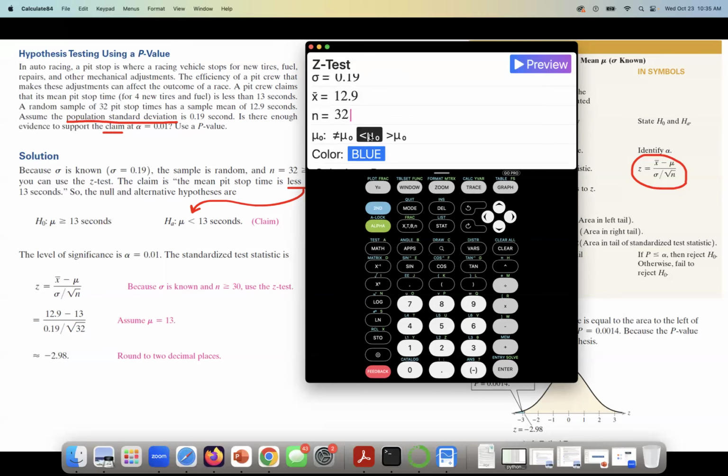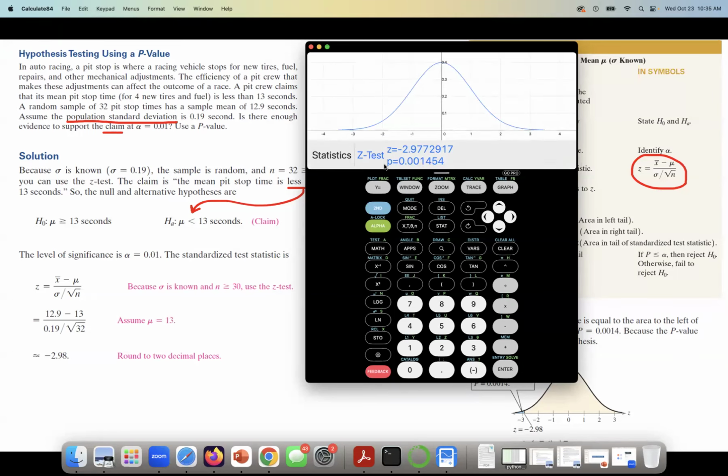Since it's a left-tail test, you click on left-tailed and then go down here and do the calculation. If you click on draw, it basically graphs it for you. The graph is located on the left-hand side. This is your p-value, which is very small.